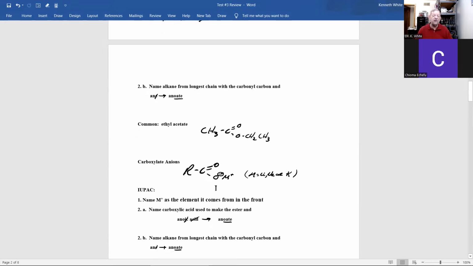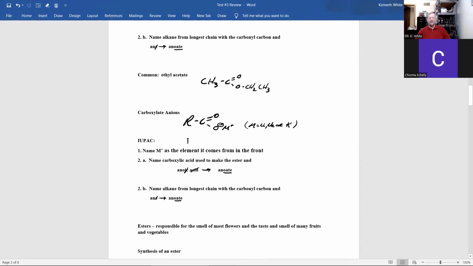I only asked you to learn one common ester, and that's this one, where R prime is ethyl, R is methyl. Nobody calls this ethyl ethanoate. It's called ethyl acetate. And ethyl acetate is a molecule that's one of the two molecules used for nail polish remover. Again, ethyl acetate is one of the two molecules used for nail polish remover.